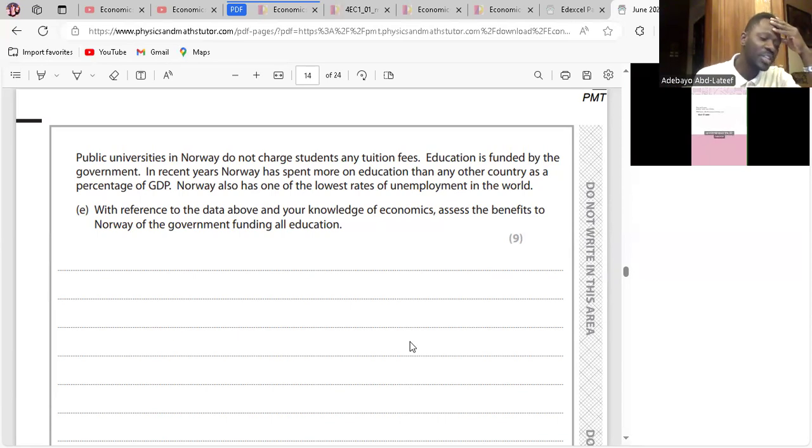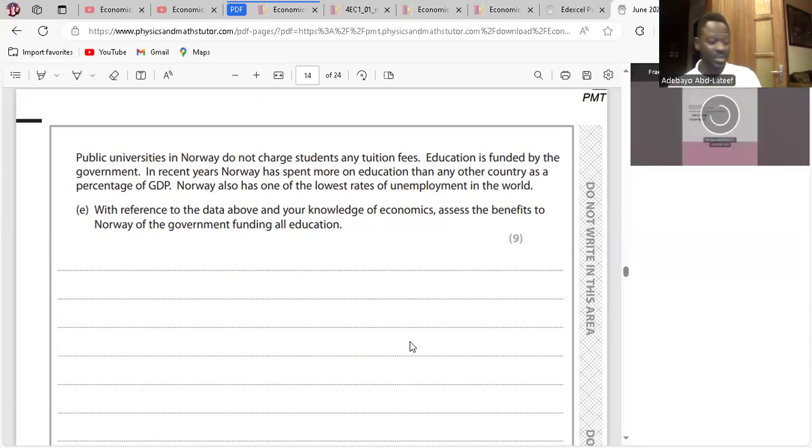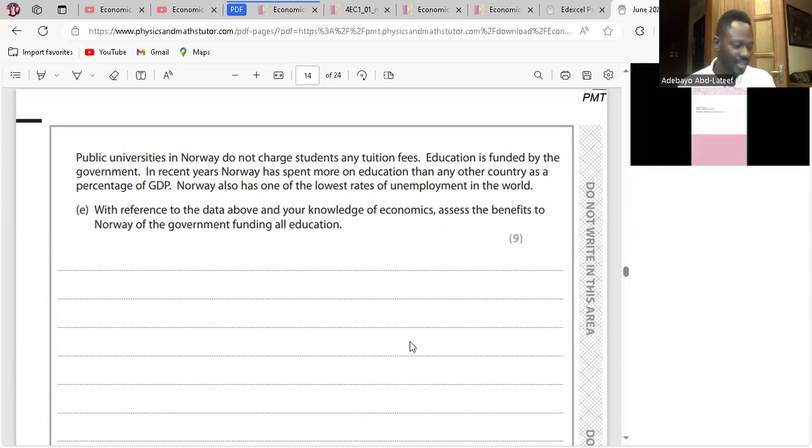Yeah. So we'll go on. Education is an external benefit. As a result, it creates positive spillover effects. This is because those who obtain education will contribute to the society in the future. Education allows Norwegians to obtain higher qualification and skills, making them employable. As a result, they get higher pay.